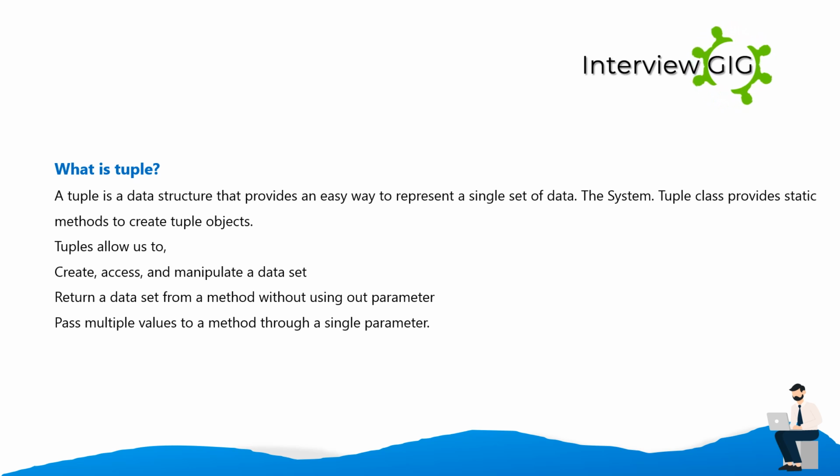What is a tuple? A tuple is a data structure that provides an easy way to represent a single set of data. The System.Tuple class provides static methods to create tuple objects. Tuples allow us to create, access, and manipulate a dataset. Return a dataset from a method without using an out parameter. Pass multiple values to a method through a single parameter.